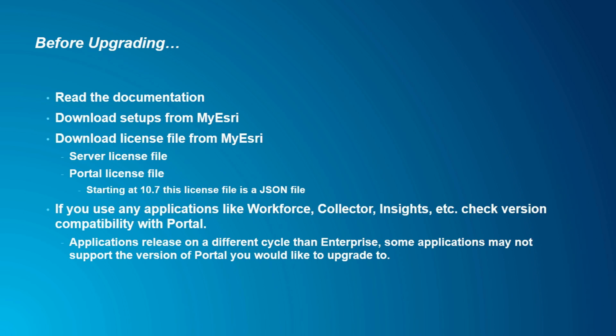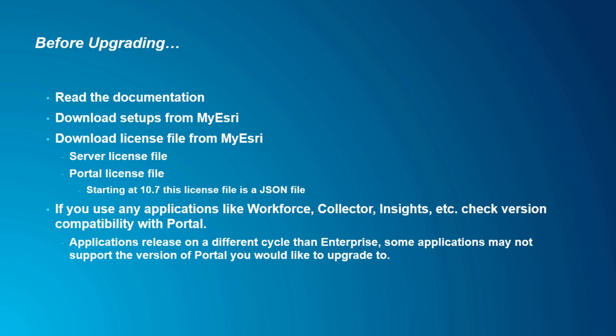And then next you're going to want to download your installation setups from the MyEsri site, as well as create and download your license files from the MyEsri site. The ArcGIS Server license file remains the same. It's a provisioning PRVC file or an ECP file. However, the Portal license file starting at 10.7 has changed to a JSON file. This can still be created in MyEsri, but just want to note that it's a JSON file now, and we'll discuss that in more detail later on.